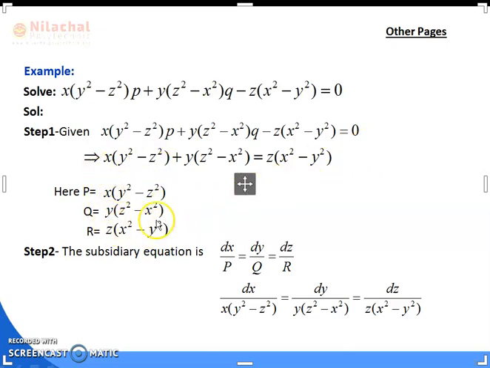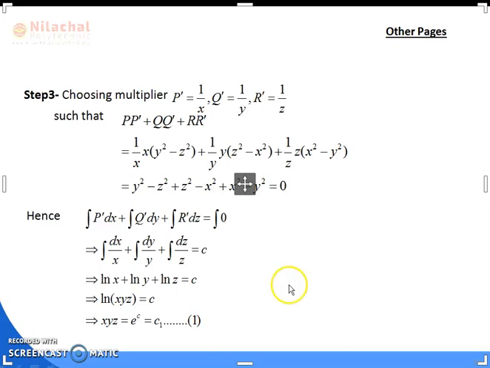So after getting P, Q, R, we can write our subsidiary equation: dx by P equal to dy by Q equal to dz by R. So we substitute P, Q, R here. Clear? After finding the subsidiary equation, we go to step 3, choosing a multiplier. So choosing multiplier, P dash equals 1 by x, Q dash equals 1 by y, R dash equals 1 by z, such that P P dash plus Q Q dash plus R R dash must be equal to 0. Let us check.